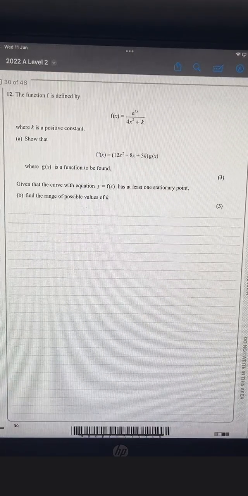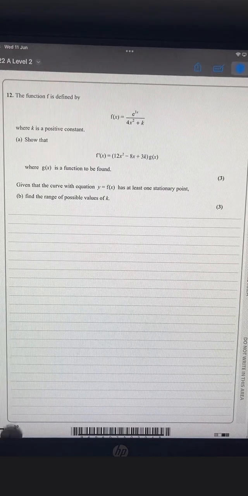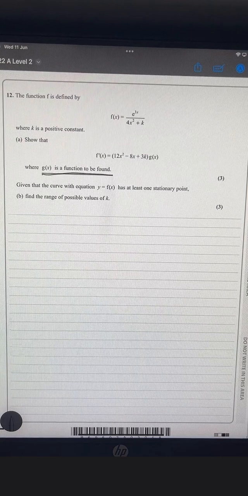All right, this is where the questions start to get a bit longer for fewer marks, or a similar number of marks. So the function f is defined by f of x is equal to e to the 3x over 4x squared plus k, where k is a positive constant. Show that f dash x, so that's the derivative, is equal to that, where g of x is a function to be found. All right, cool.